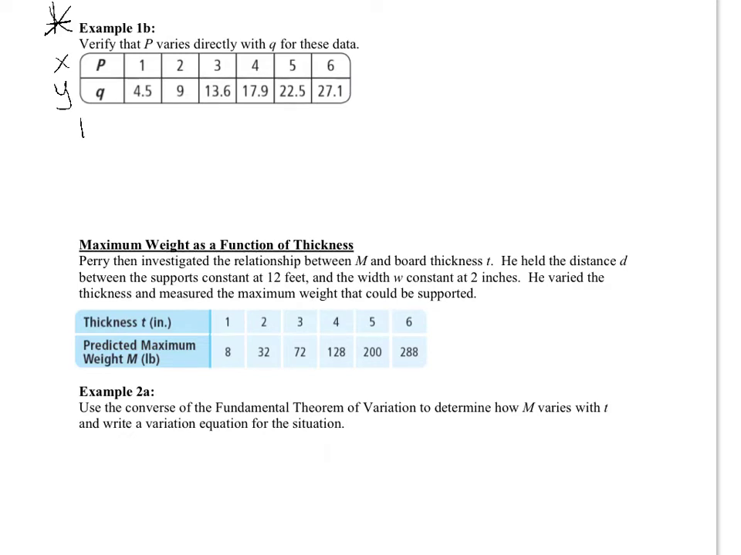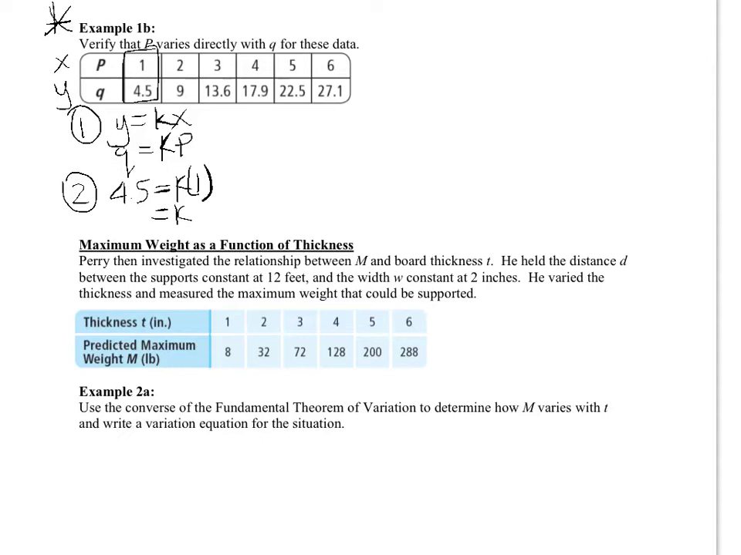So step one, we need to write a general variation equation to see if these P values vary directly with Q for this data. So usually we would say Y equals K times X, but in this case we have P's and Q's, so we'd say Q, because that's like our Y, equals K times P, because P is like our X value. Now step two, we're going to solve for K. So we're going to use some points. If P is 1, Q is 4.5, so 4.5 equals K times 1. That means K equals 4.5.